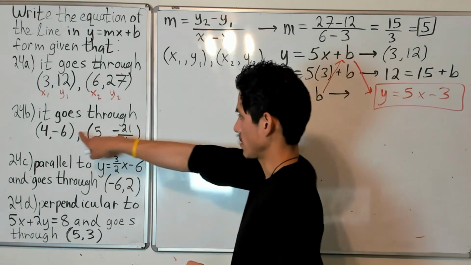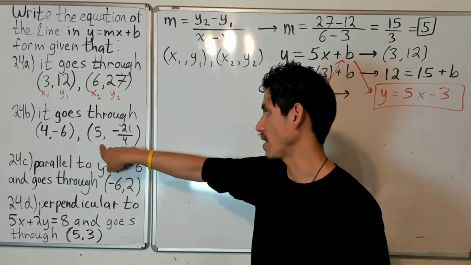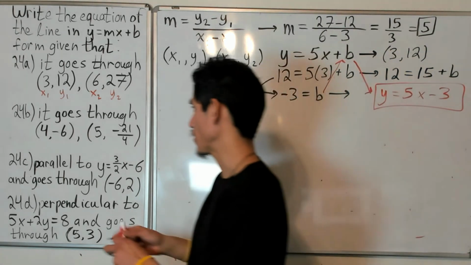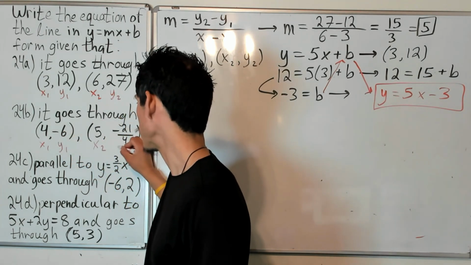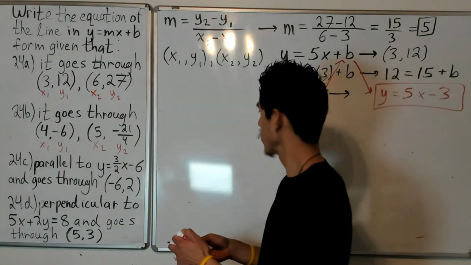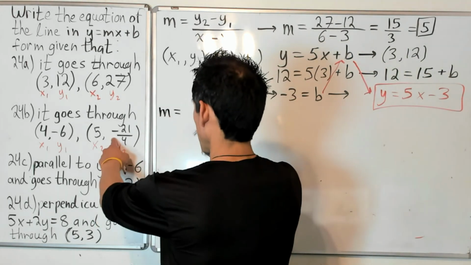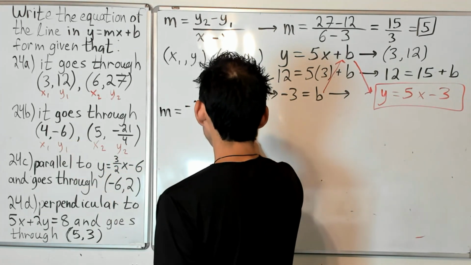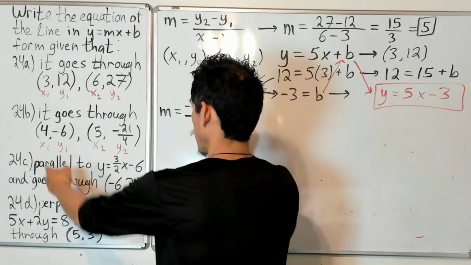So let's go through the second example. It goes through the points (4, negative 6) and (5, negative 21 over 4). So again, I can just call this x1, y1. I'll call this x2, y2. And I'm going to solve first for the value of my slope. So then doing that, I would get m is equal to negative 21 over 4 minus negative 6, all over 5 minus 4.